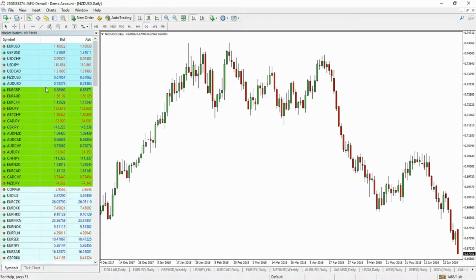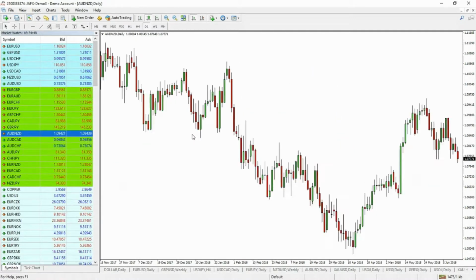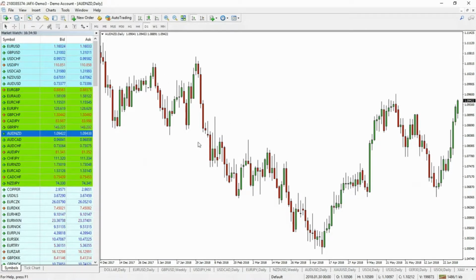Then you'll have to look at more extended pairs like the Australian dollar as a main trading partner. It's obviously making a similar move, but to the upside, given the base and core currency difference there. We'll go across to more majors here.